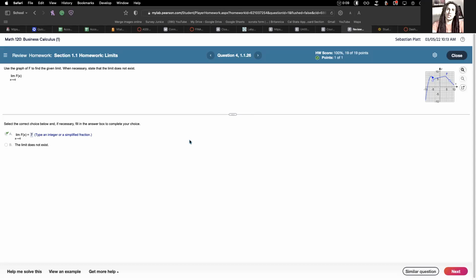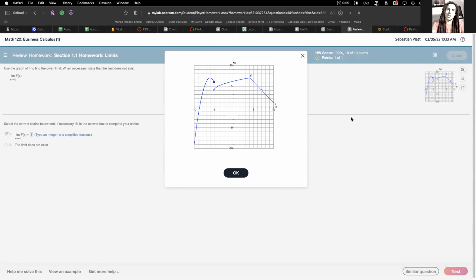So for question number 4, use the graph of f to find the given limit. When necessary, state that the limit does not exist. So the limit as x approaches 4 is, so what they're asking is, when x is equal to 4, what is y? If we look closely at the graph right here, when x is 4, what is y? Well, if we go up 1, 2, 3, 4, 5, 6, and you see right here at f of x, when x is 4, y is equal to 7. That is our limit.